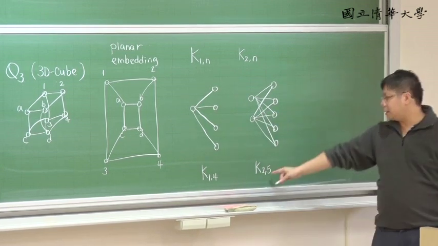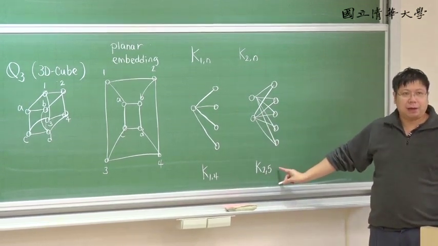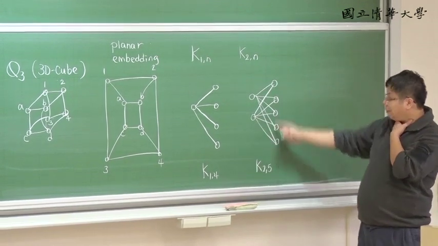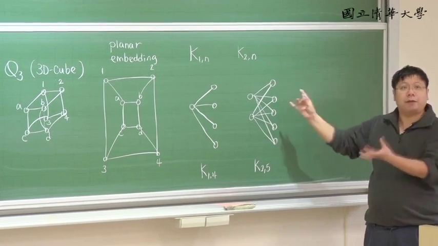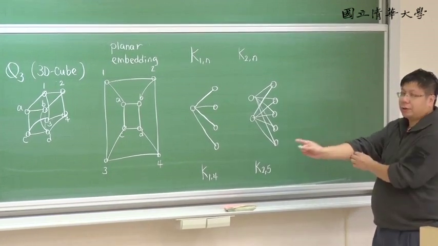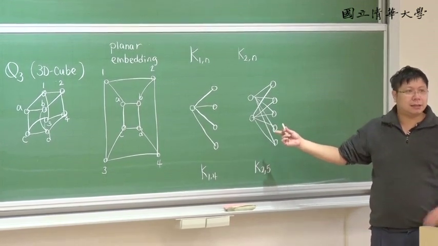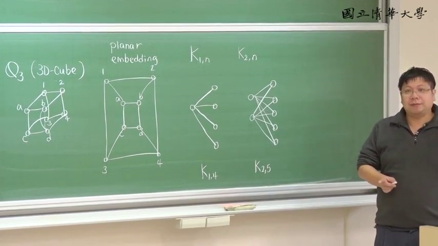Okay? So this is a complete bipartite graph. It is complete because it has 2 vertices on one side, 5 vertices on the other side, and we have every possible edge drawn. And then it doesn't look like it is planar, right? But it is in fact planar.